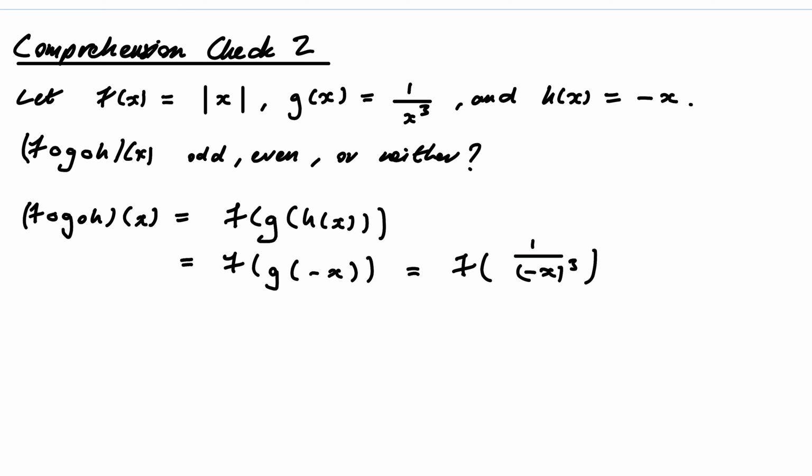And now this is going to be equal to the absolute value of that, so 1 over the absolute value of minus X cubed. There we go. Now, is that odd or even, or neither? Let's tidy it up a little bit, shall we? By my rules of how absolute values work, this is the absolute value of the top divided by the absolute value of the bottom.